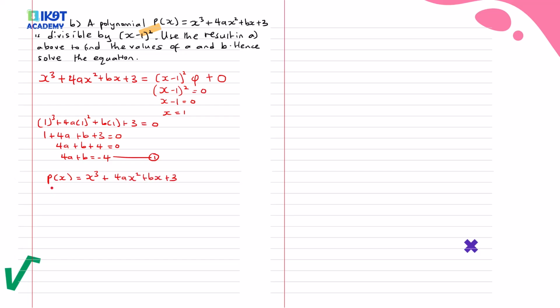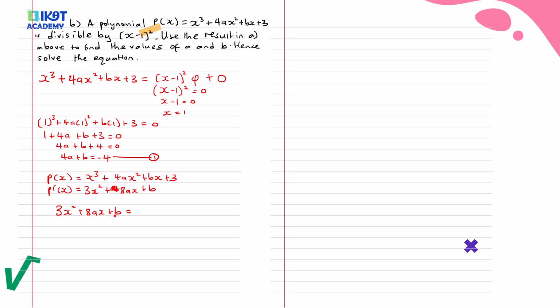Now we want to get the derivative of this, because once we get the derivative, this repeated factor is also a factor of the derivative. So we have 3x squared plus... sorry, this is not 4. This comes down and this is 8a x plus b. So this is the derivative: 3x squared plus 8a x plus b.